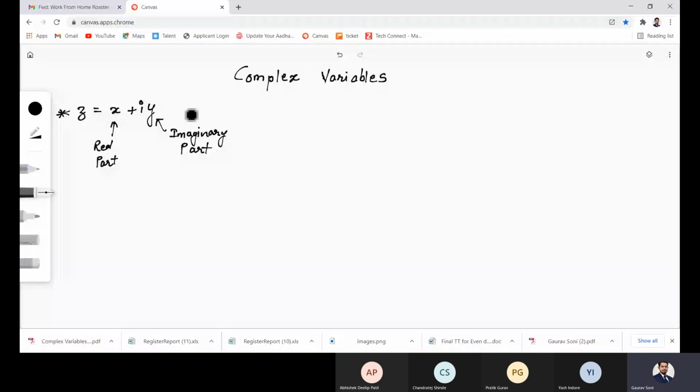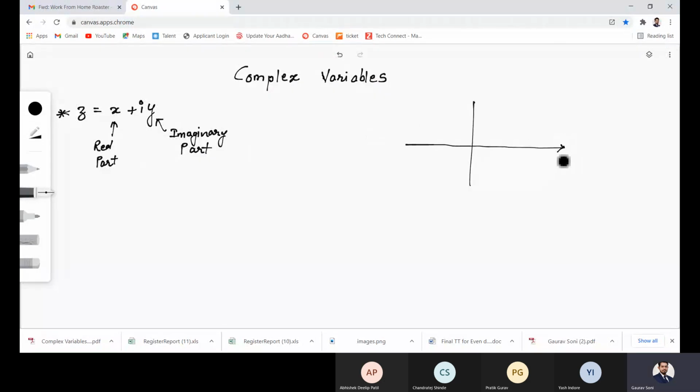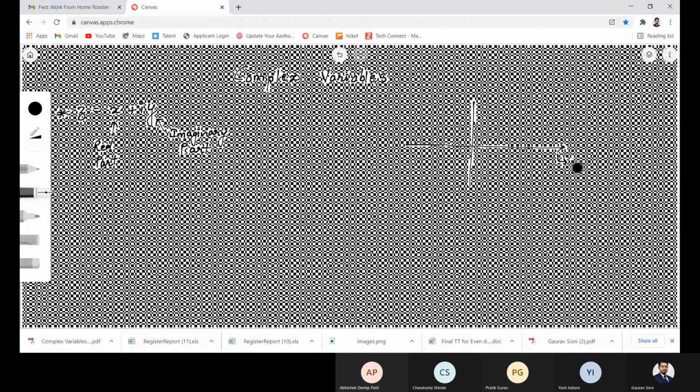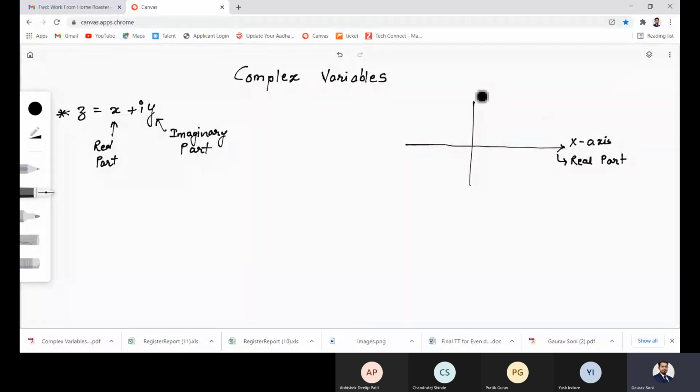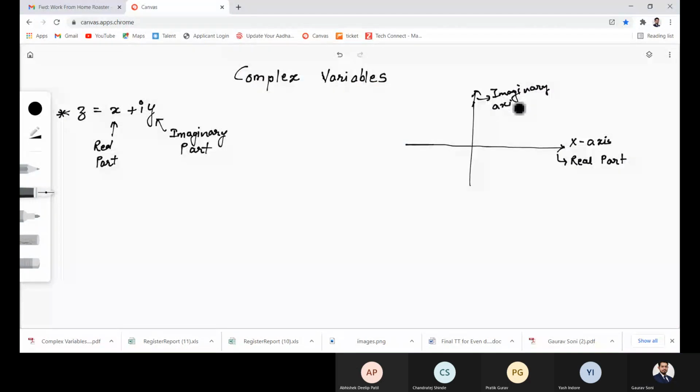Okay, so every complex number can be represented on a graph, where the real parts are plotted on the x-axis and the imaginary part is plotted on the y-axis. So this is also called the imaginary axis. The imaginary axis is the y-axis. So every complex number x plus iy can be plotted here.